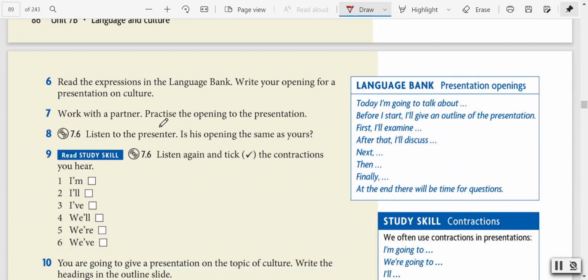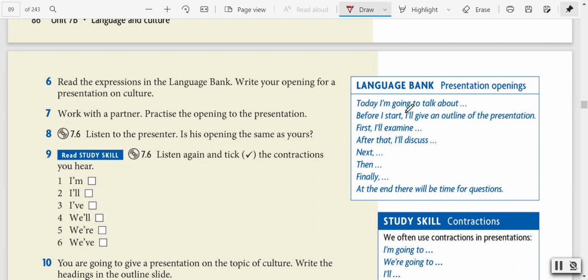Okay, read the expressions in the language bank. Write your opinion for a presentation on culture. In here we have a language bank about what? About presentation openings. You can use these expressions for opening a presentation.